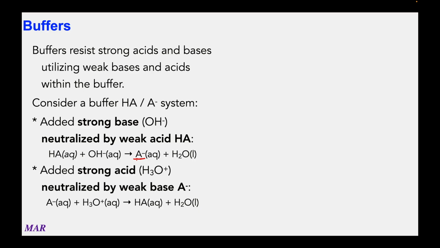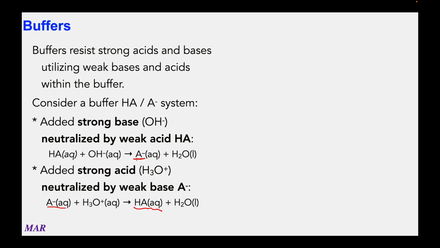Now, if you add a strong acid, which is a source of H3O+, to your buffer, the weak base, A minus, steps up and neutralizes it. However, in the process, you end up making more weak acid. So notice here that the strong base ended up making more weak base, and the strong acid ended up making more weak acid. So there is an effect on pH, although it's not quite what the strong acid and the strong base probably intended.